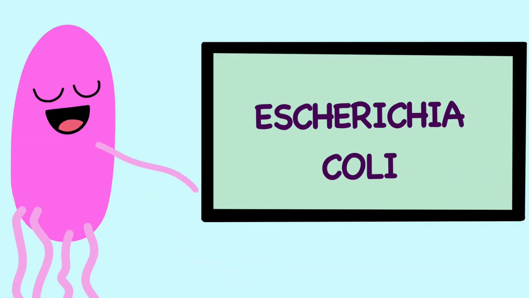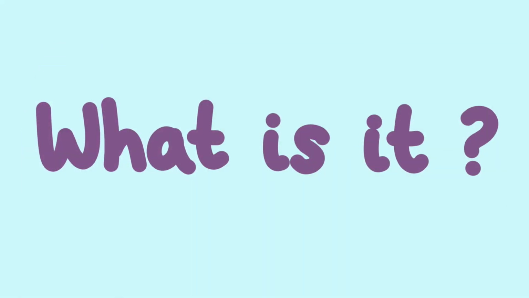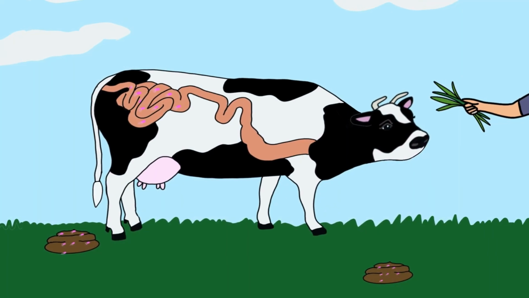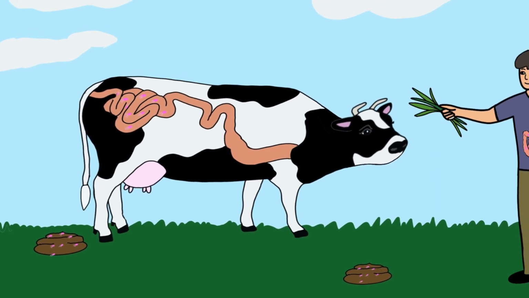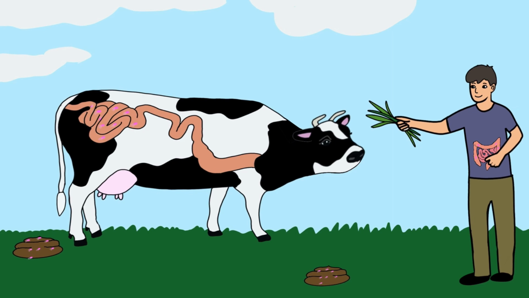Hi, today we are going to talk about Escherichia coli, commonly known to most as E. coli. What is it? It's a bacteria found in the intestines of both animals and humans, and it can make its way out of the body through the poop.